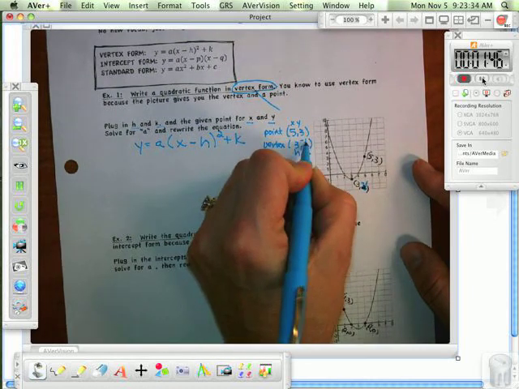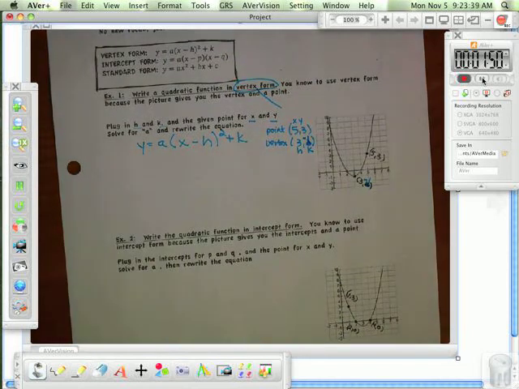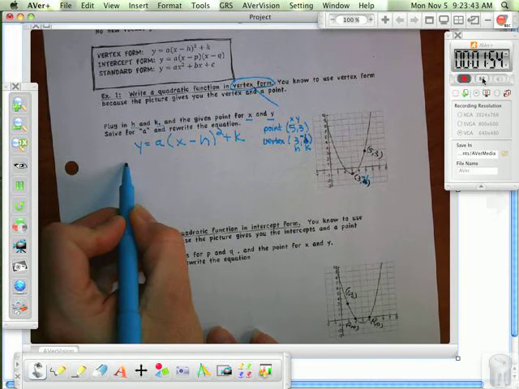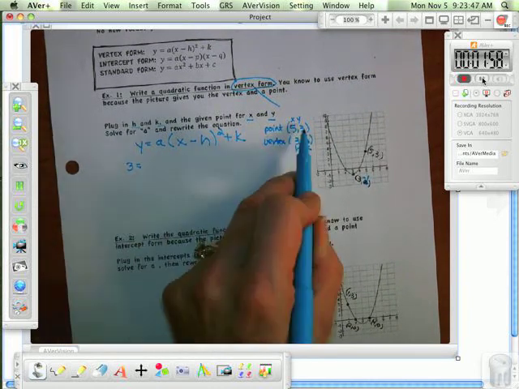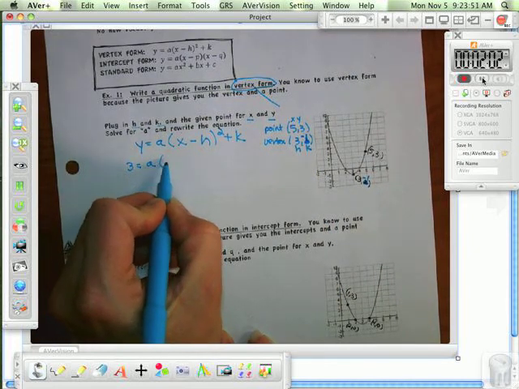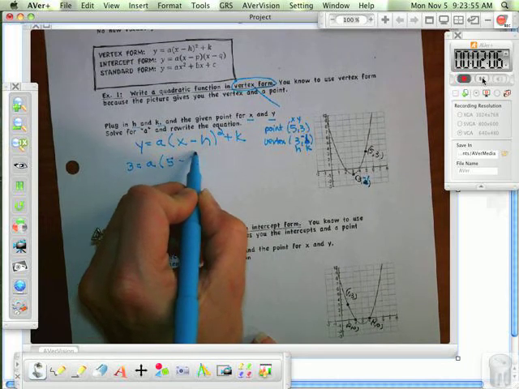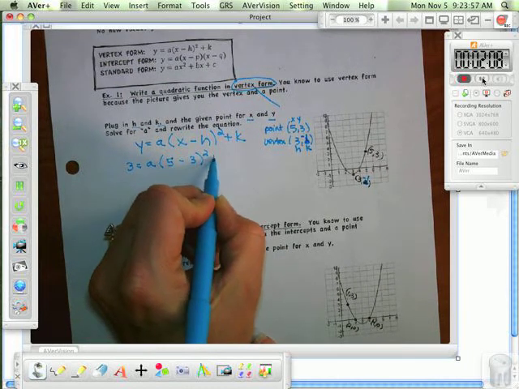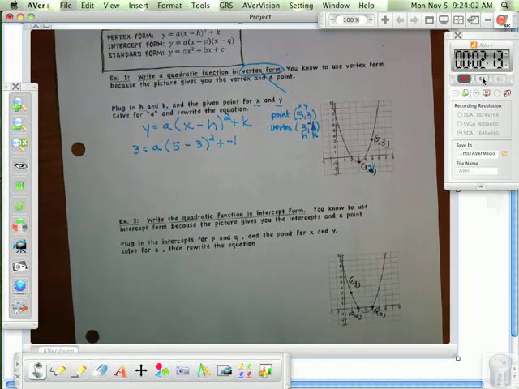Okay? All right, let's plug in what we know. So y is 3. Where did I get that from? My point, right? I don't know a. I know x is 5, minus 3, that's my h, plus -1. See how I plugged all that in? What I need to do is solve for a. Before I can write the equation, I need to know what a is. Okay?